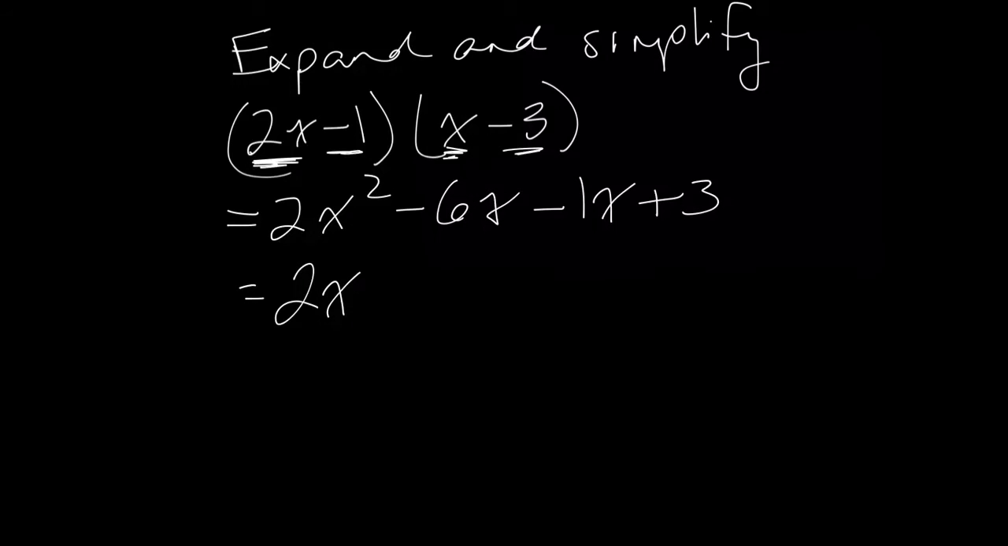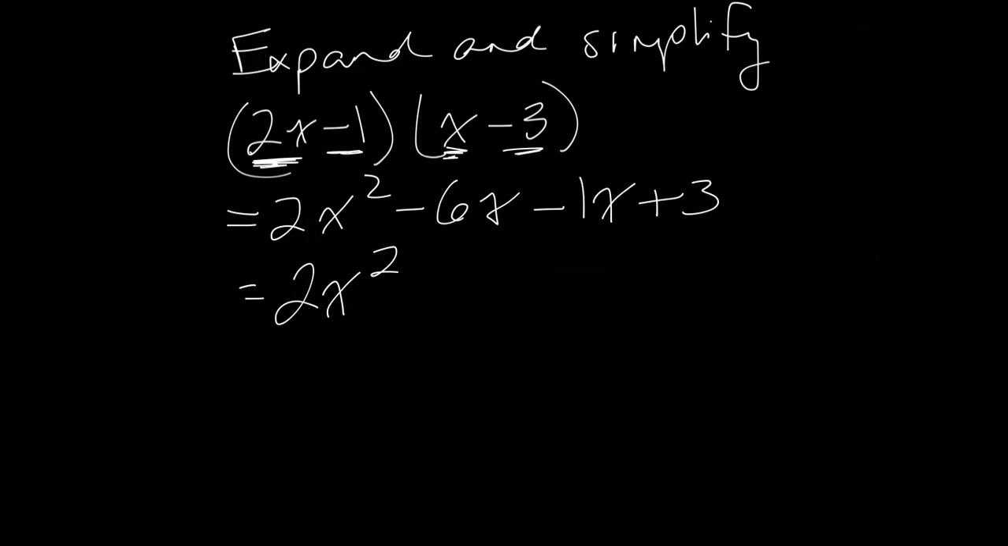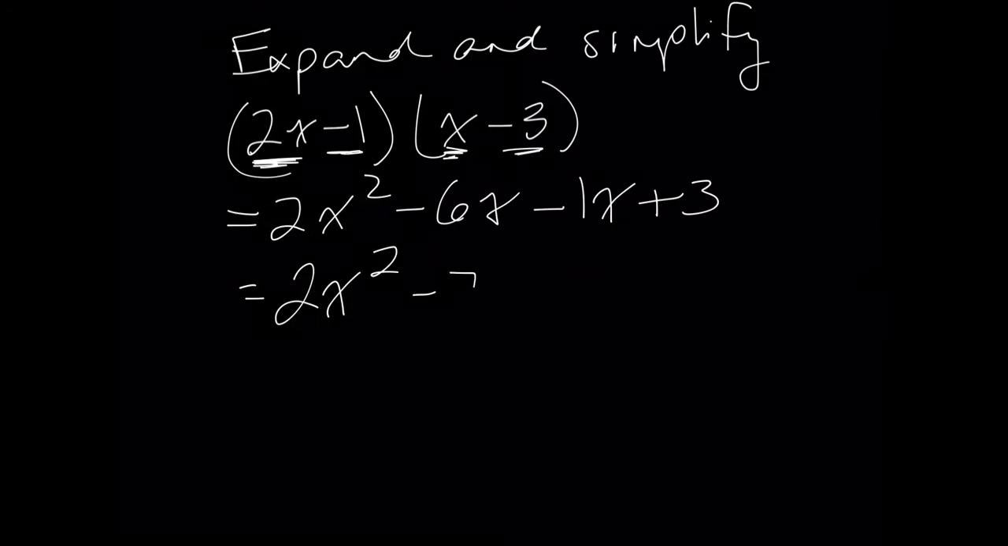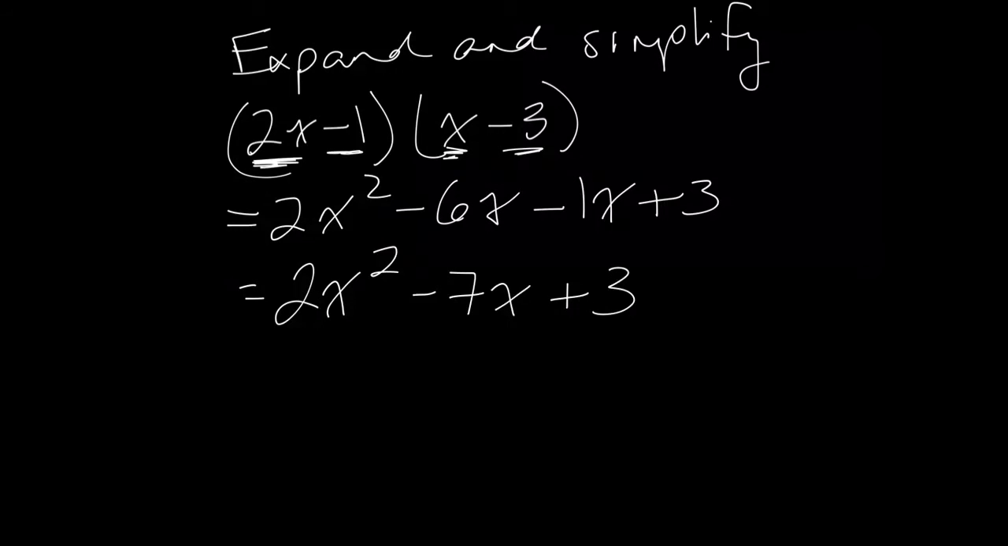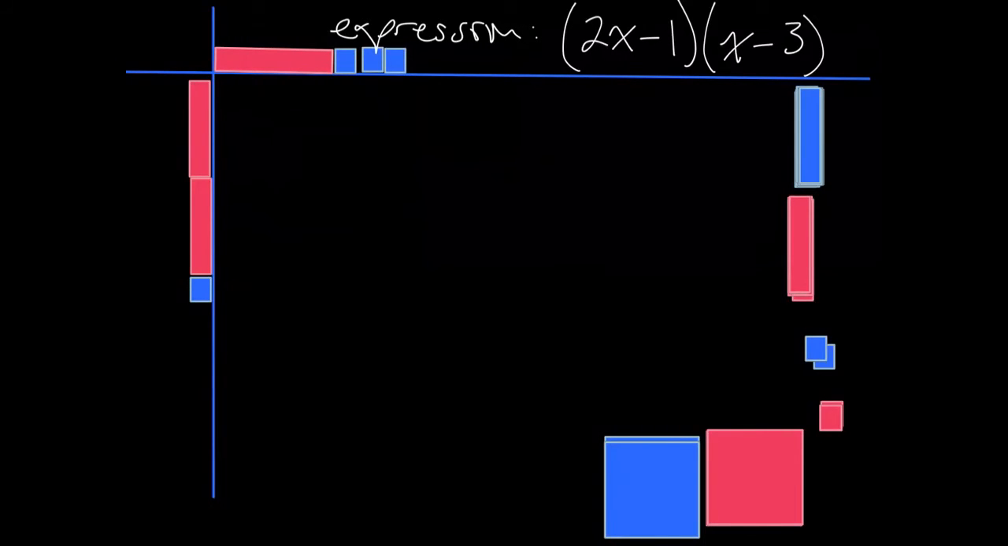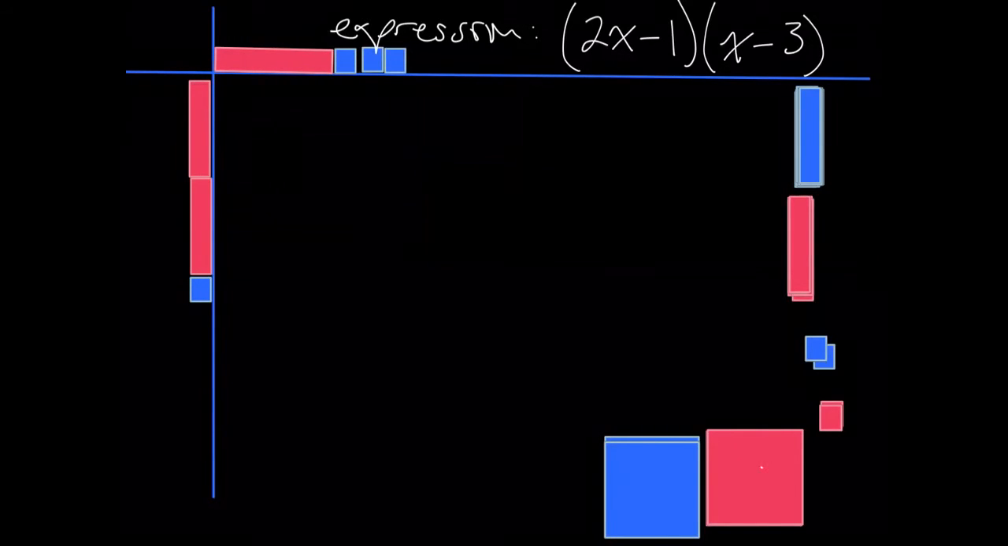I now simplify, and I can simplify these two terms right here because they're like terms. And I know that negative 6 minus 1 makes negative 7x plus 3, and now it's simplified. And you're done. Once again, the exact same question from before. I just have done it with algebra tiles.